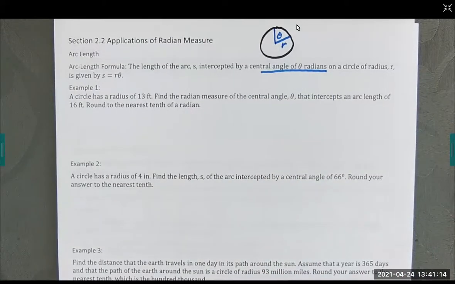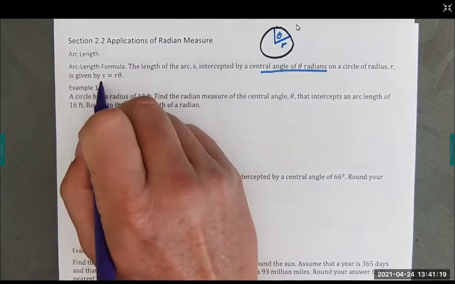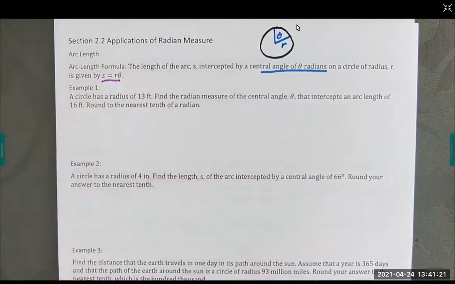And the formula we end up with is this one here. S, which is the arc length, is equal to r times theta. Once again, theta needs to be in radians.